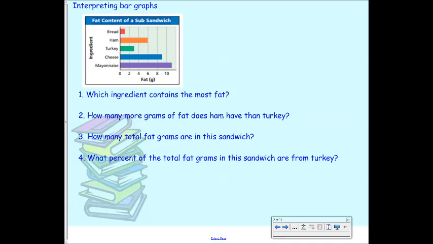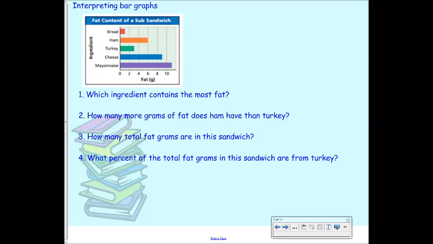Maybe not. So if I'm looking at that bar graph up there, what are some things you notice? What can you interpret from that bar graph? What's it about? What's it recording? Well, the bar graph has a title. Okay, and what's the title here? Fat content of a sub sandwich. Yeah, so the fat content in a sub sandwich.